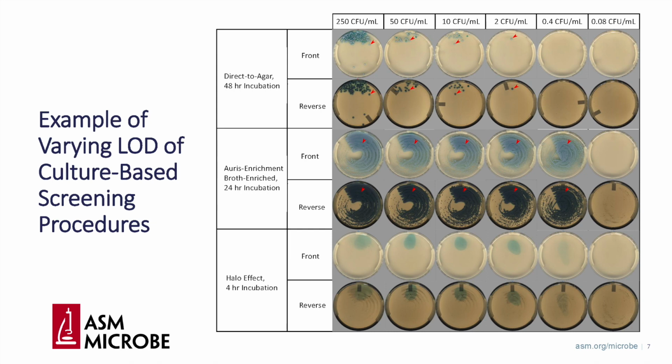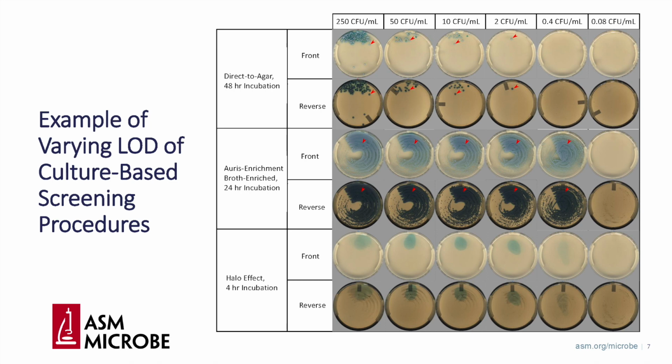So this figure illustrates the varying limit of detection of each culture-based procedure using a representative spiked sample. The red arrows on the figure indicate C. auris growth. And I guess the picture is a little bit hard to see here, but Candida auris grows as light blue colonies with a distinctive blue halo that diffuses into the surrounding agar on the CHROMagar Candida Plus.